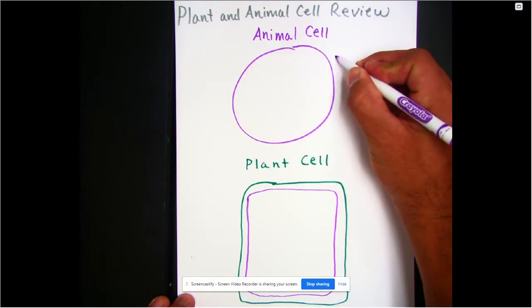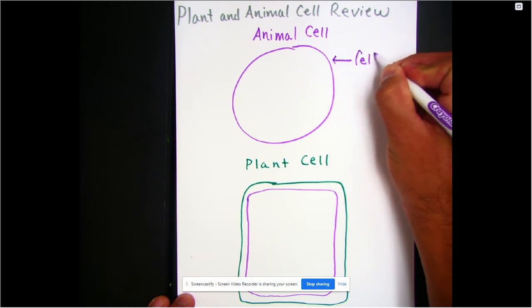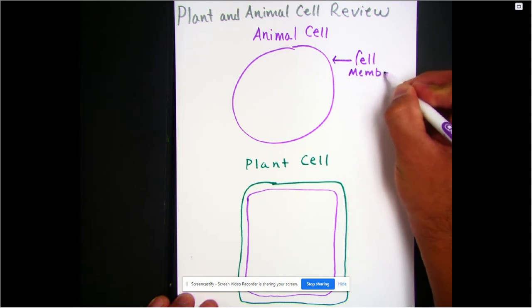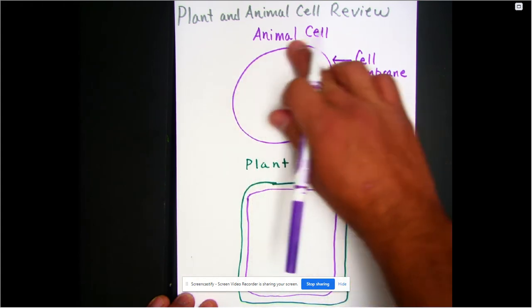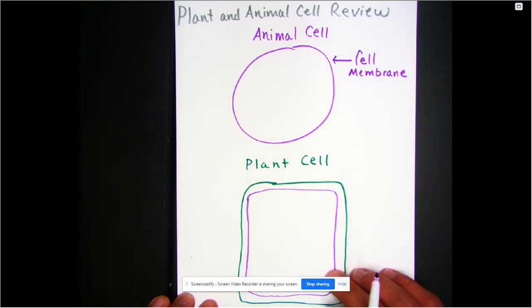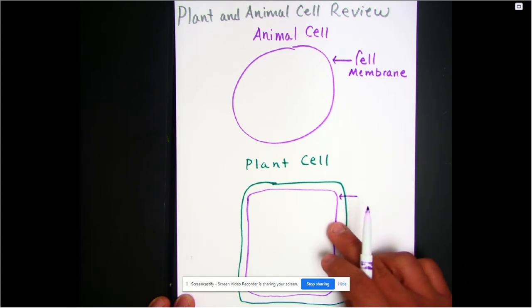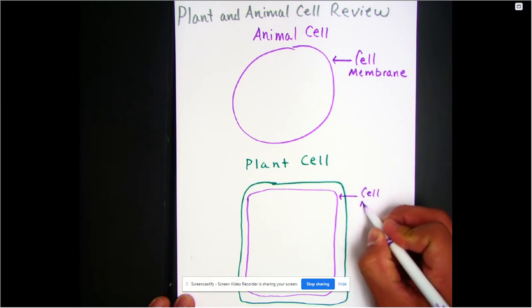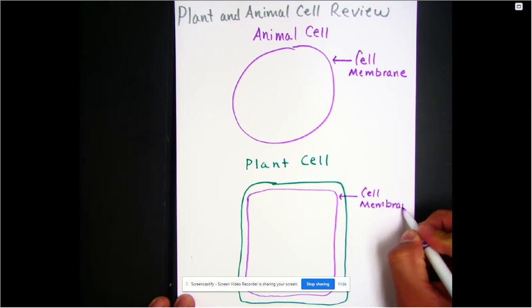Remember that outer layer, that is your cell membrane. Okay. Now notice that this is purple, right? We also have a purple layer here, so that means that the plant cell also has it. Okay, but it's the inside layer that is the cell membrane.